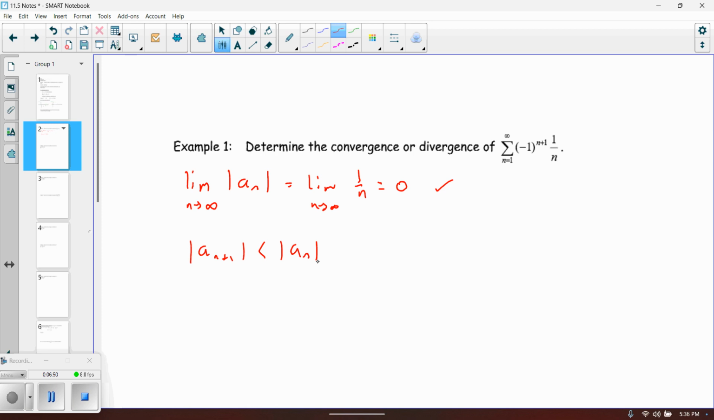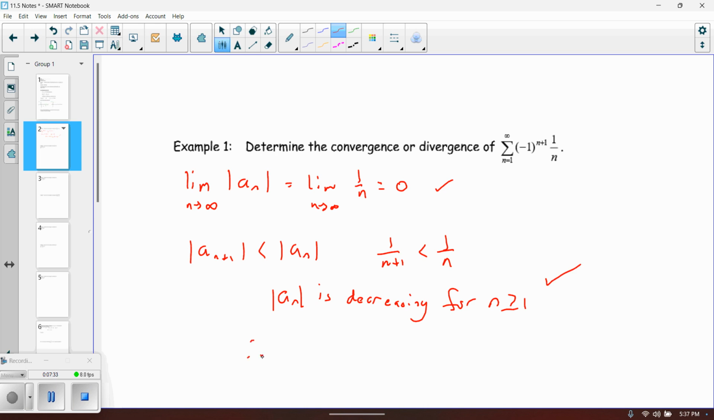So is that a true statement? Well, if you just look at the a sub n plus 1 term, that would be 1 over n plus 1, which is definitely less than 1 over n by virtue of the fact that the left side's denominator is always going to be bigger than the right side of that inequality. So that now is also a true statement. So we can say that the absolute value of a sub n is decreasing, for all n greater than or equal to 1, basically all n values here. So that is the second criteria.